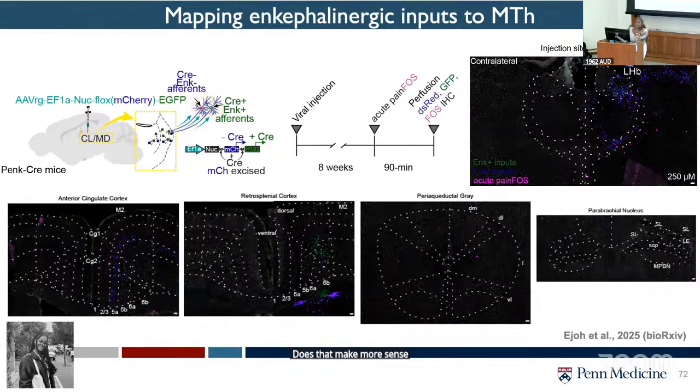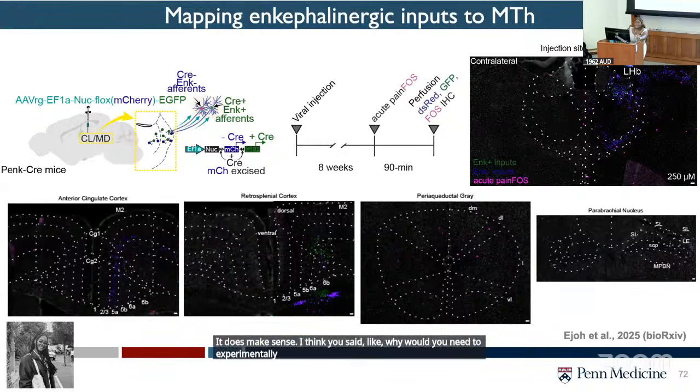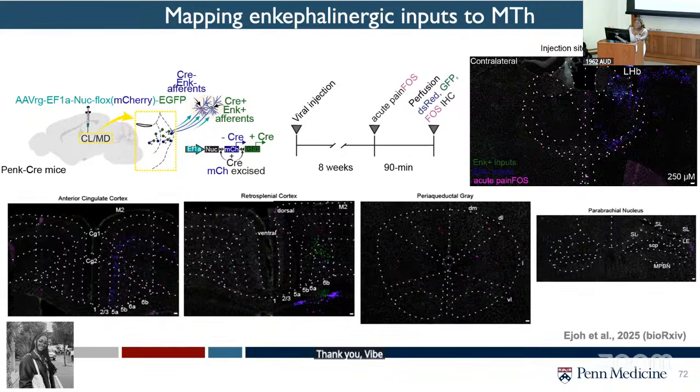It does make sense. I think you said, why would you need to experimentally induce enkephalin release from these input areas to relieve pain? Wouldn't these areas just naturally relieve pain in these endogenous conditions in response to things like pain, expectation, or stress? I think the answer would be, first, let's see if in natural conditions these areas release enkephalin during pain, expectation, and stress. It's generally known that endogenous opioids help to relieve pain, but they act very short.